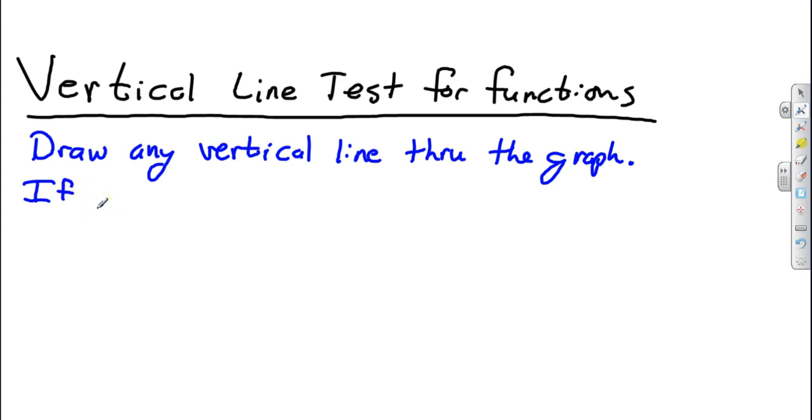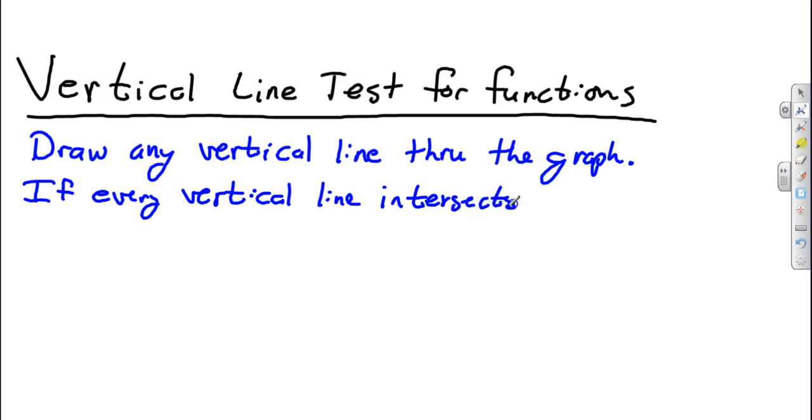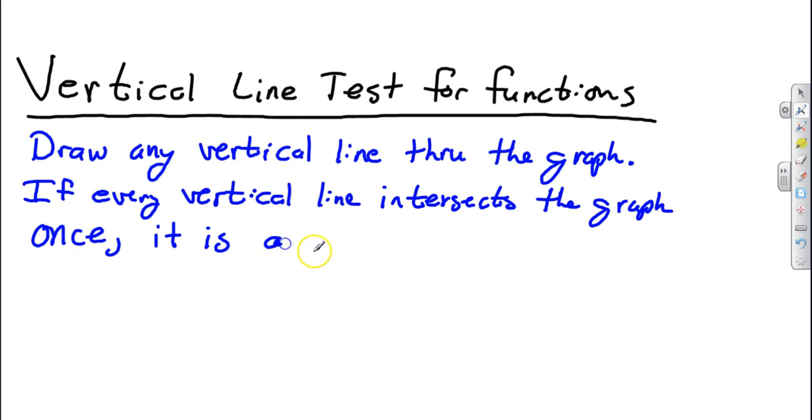And this is one of those where, again, you can kind of go either way. If every vertical line intersects the graph once, it's a function. So there's your optimist. If you want to be in the optimist club, okay, here we go. It only hits the graph, only hits the line once, it's a function.